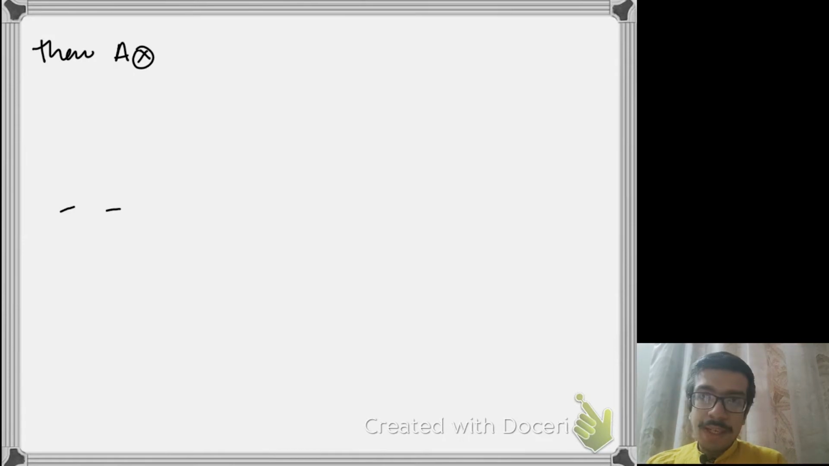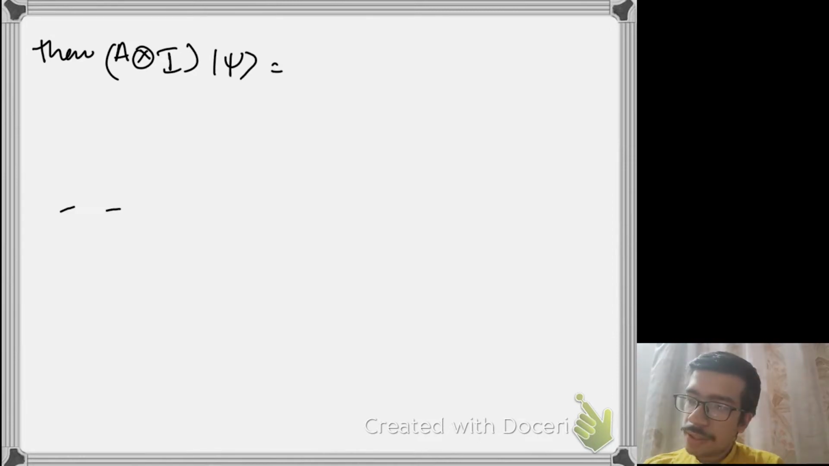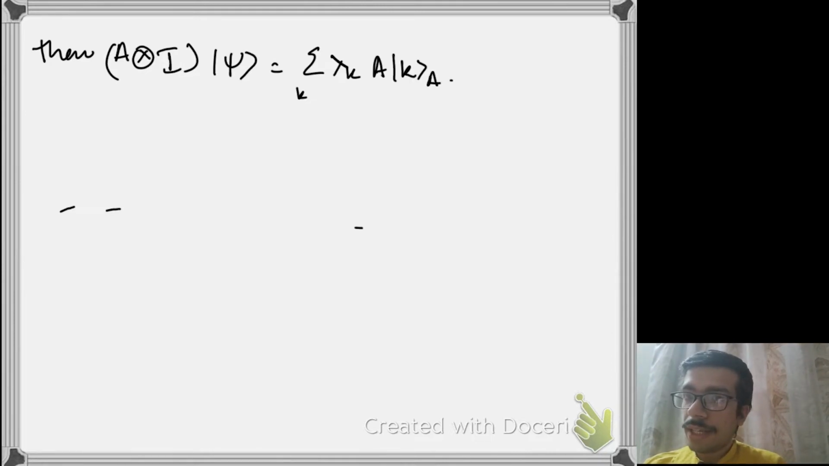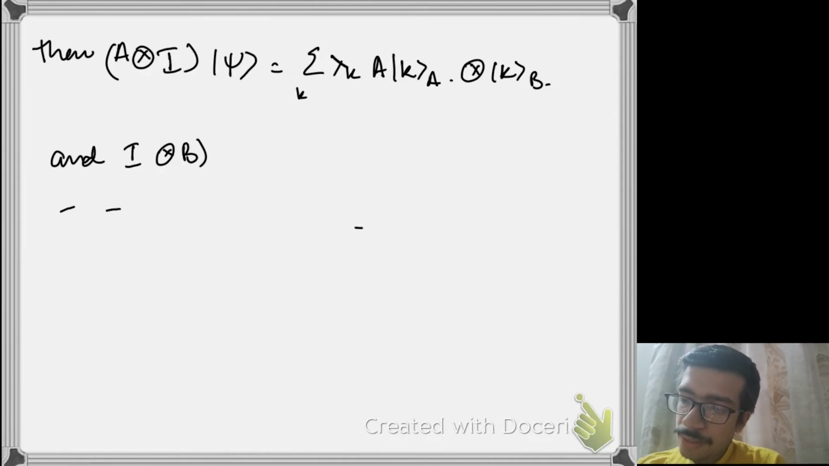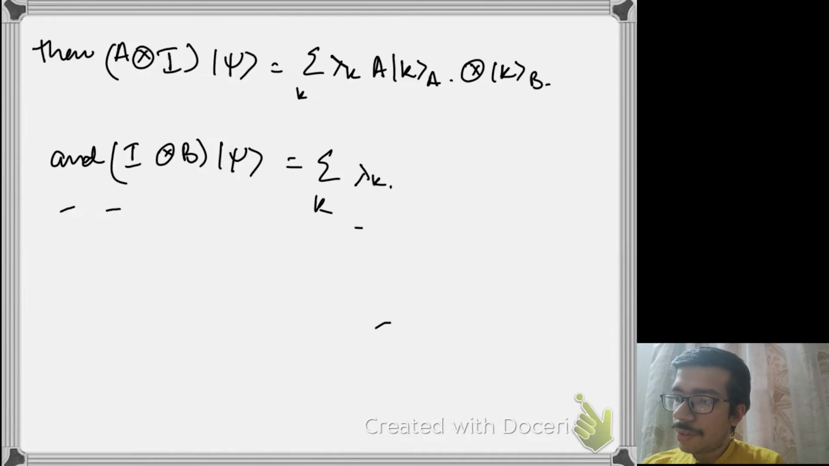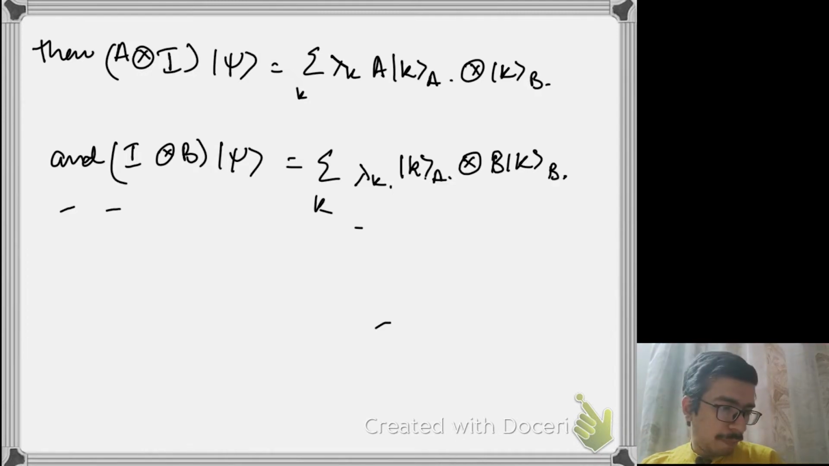Then in this case, A tensor I acting on ket psi is going to be sum over k lambda k A acting on ket k a tensored ket k b in the Hilbert space HB. And I tensor B psi, if I calculate this quantity, here also we are going to have a summation, but now I have sum over k lambda k ket k a tensored B ket k b. So this is a valid decomposition because A and B are unitary.